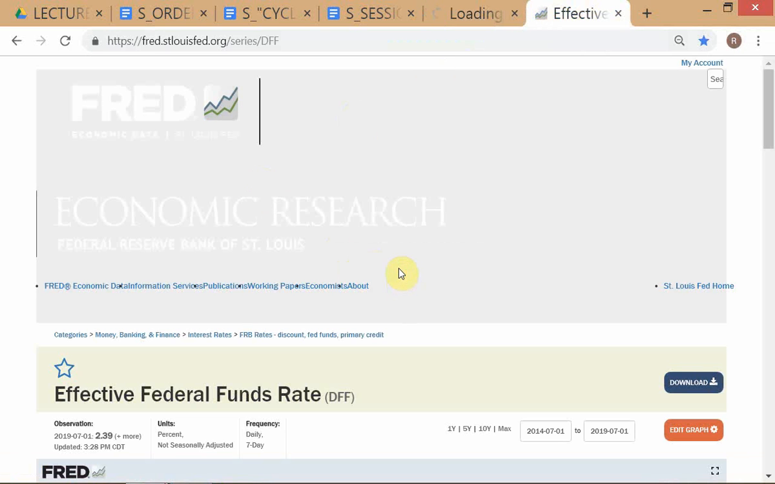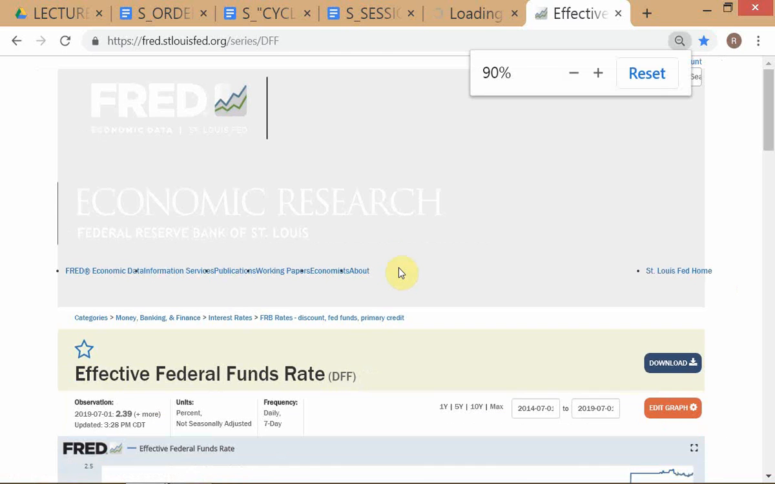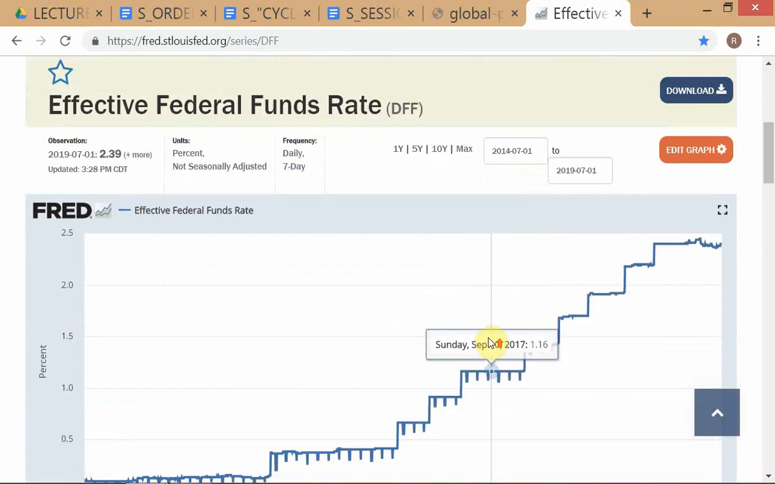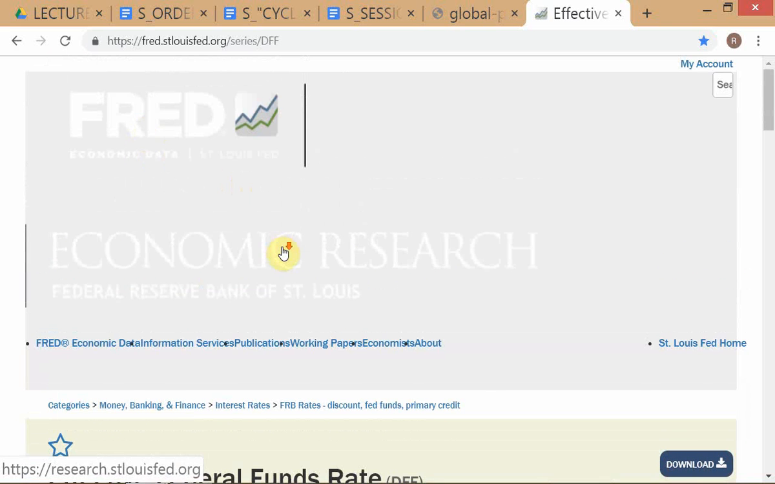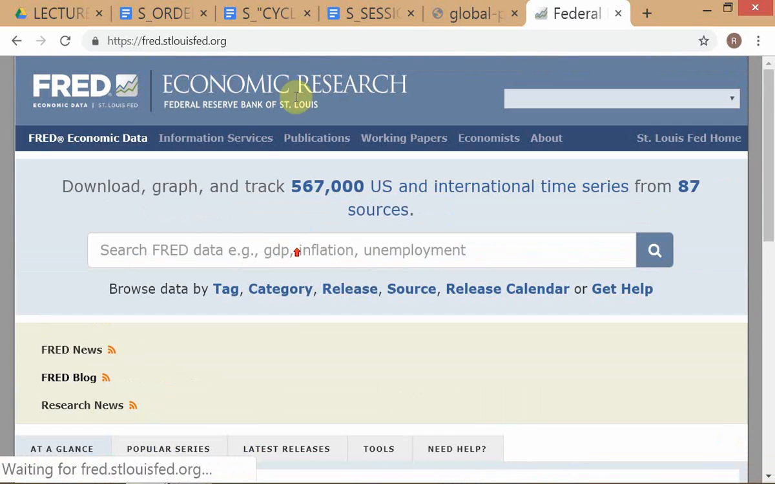The net seems to be a little slow, so it's not even loading properly. This particular website is the St. Louis Federal Reserve Bank, which is a very good website for economics related discussions. It seems to be okay now. See here, this one, very good.